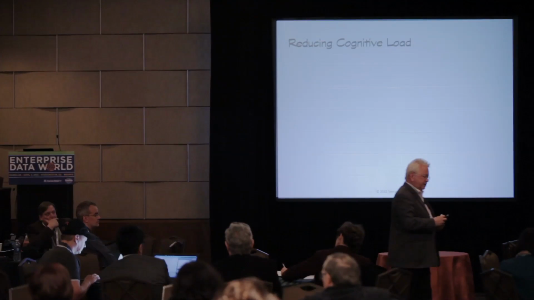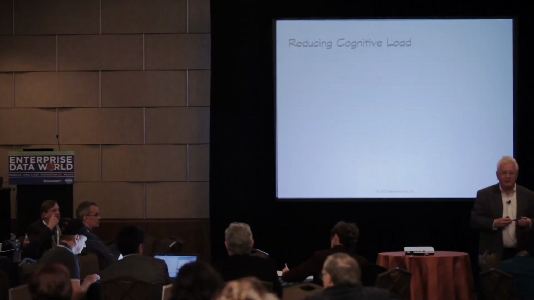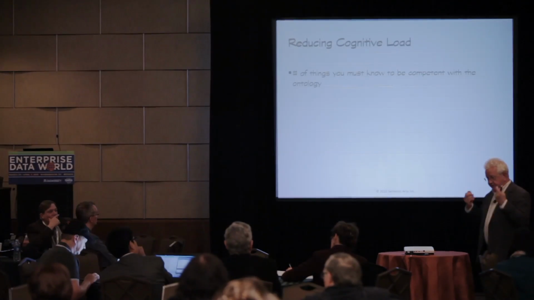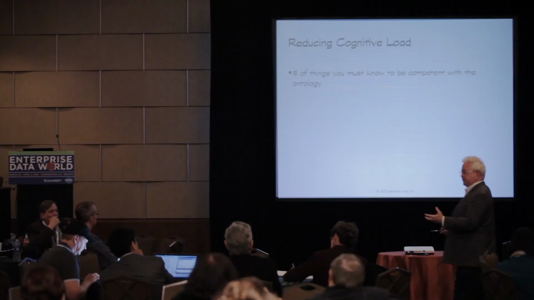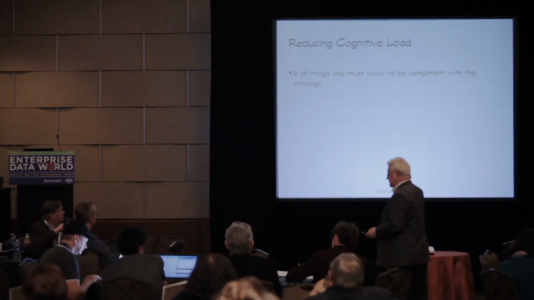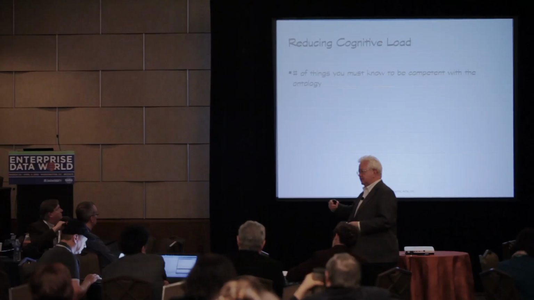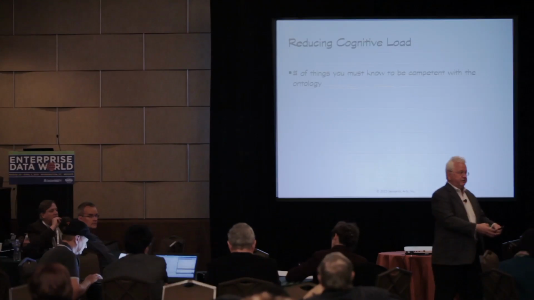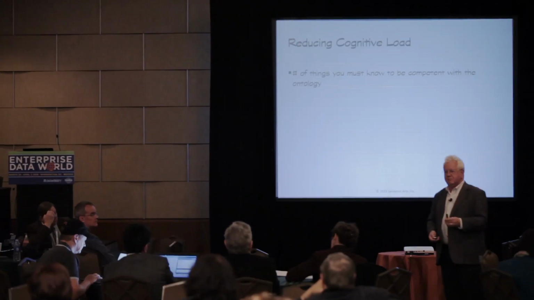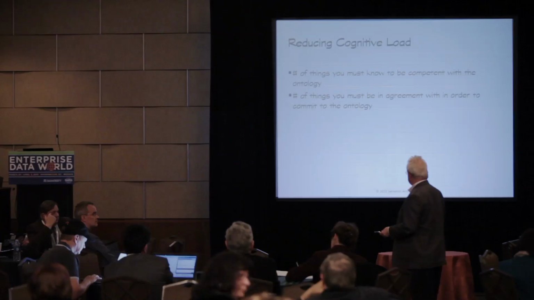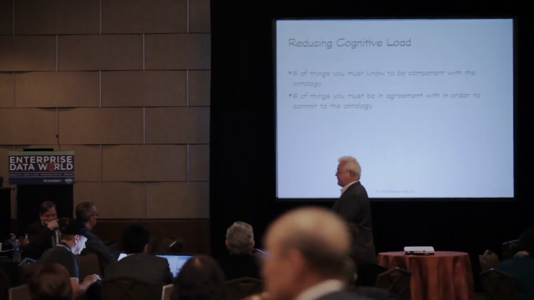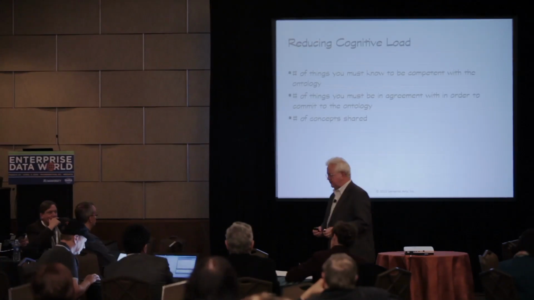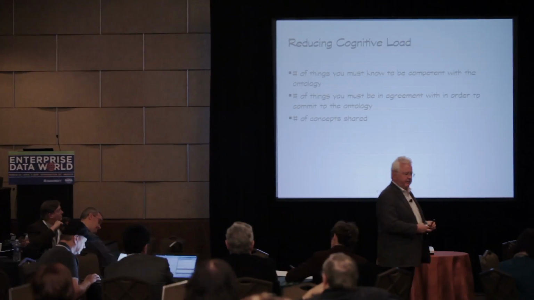Probably one of the biggest changes we've made is this idea of reducing cognitive load. So cognitive load is how much do you have to know to agree. And it's really, what are the number of things that you have to know in order to be competent in this new domain, in this case, in the ontology? How much are we forcing someone to know? How much of that do you have to agree with? That's even harder than knowing. And then, what of those are shared?